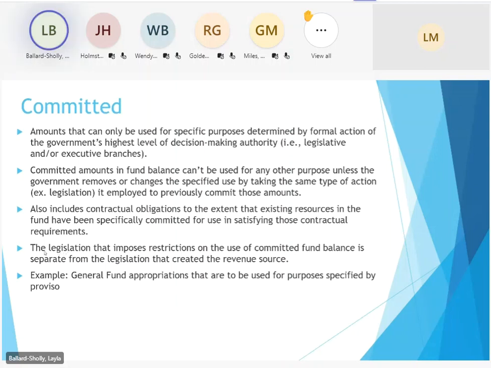In contrast to restricted, the legislation you have that imposes the restrictions on the use of the committed fund balance is separate from the legislation that created the revenue source. A good example of this is when you get general fund appropriations that specify a specific purpose and proviso. That would be an example of committed. Another thing to remember about this is the use constraints are not legally enforceable for committed like they are for restricted.